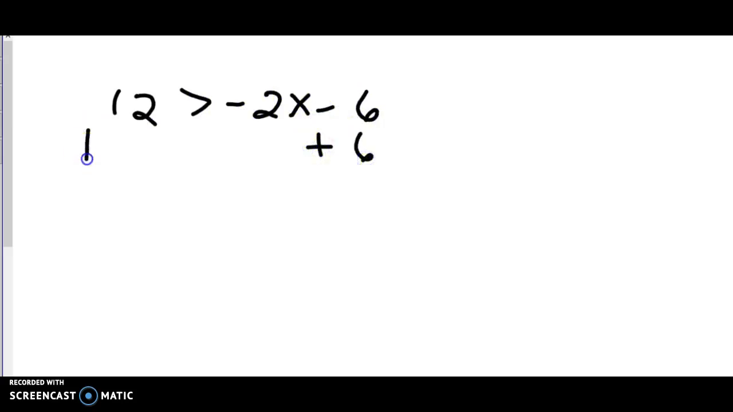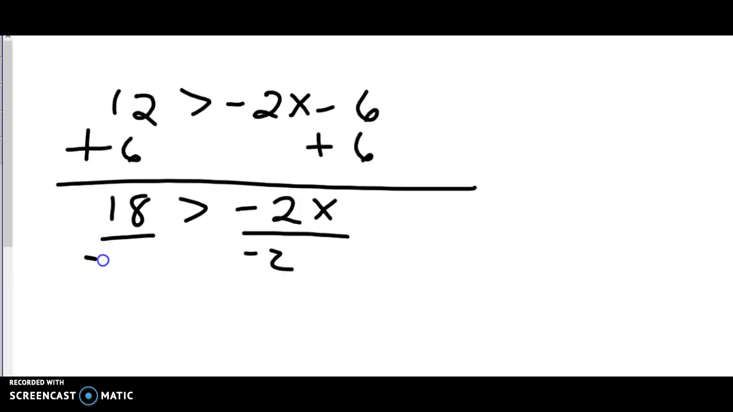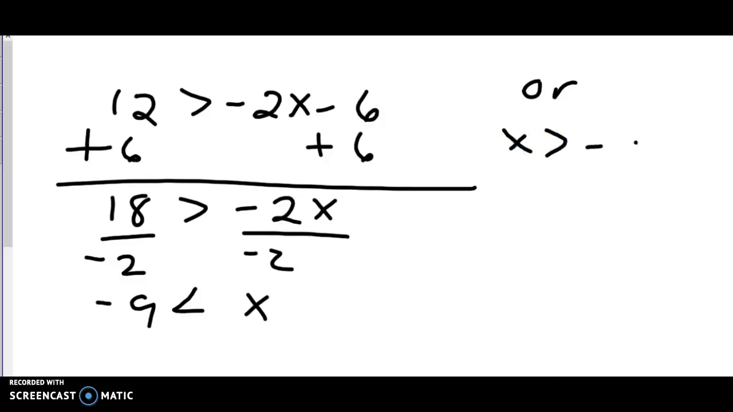So now we have 12 is greater than negative 2x minus 6, and we're going to solve for the variable, so we're going to add 6 to both sides. We're going to divide both sides by negative 2. When we divide by a negative, remember your inequality reverses. And then we're going to say x is greater than negative 9.